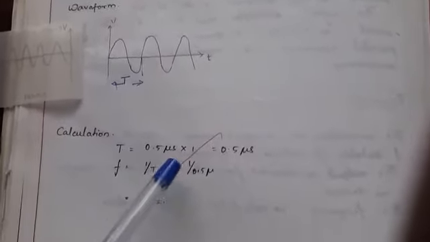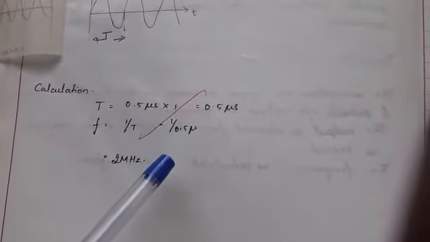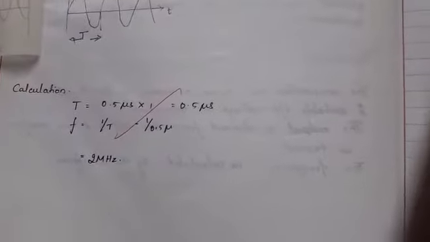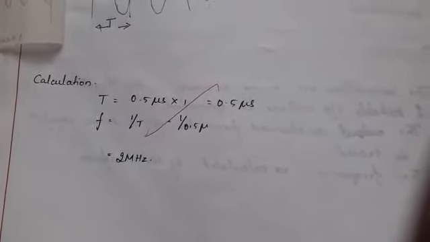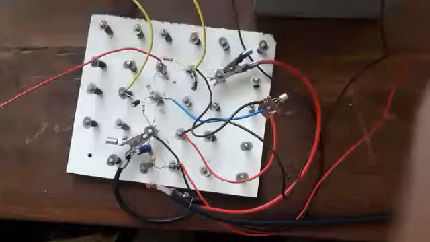So F is equal to 1 by T, where T is measured from the waveform. F is equal to 1 by T, that is 1 by 0.5 microseconds. We get a 2 megahertz frequency of oscillation from the CRO.